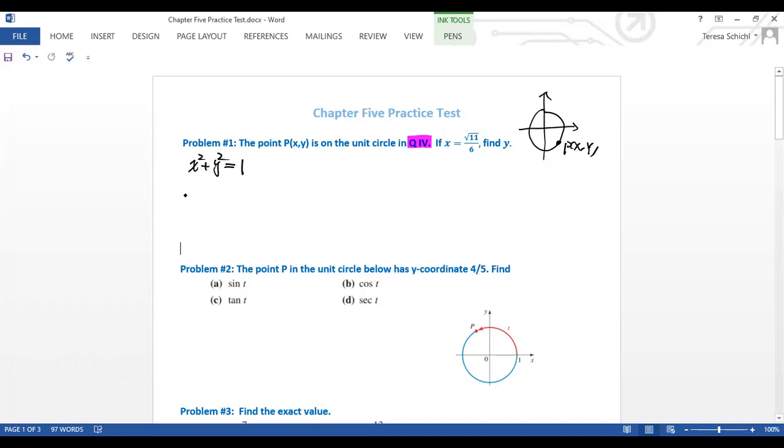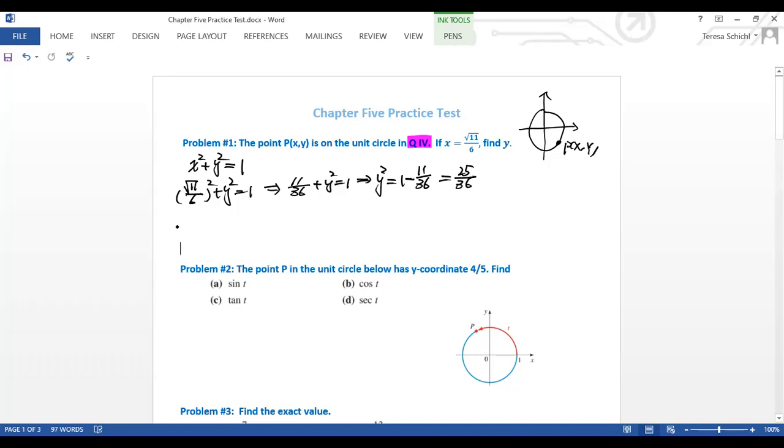So x is the square root of 11 over 6, squared, plus y squared equals 1. So I have 11/36 plus y squared equals 1. So what is my y squared here? So y squared is equal to 1 minus 11/36. So this will be 25 over 36.